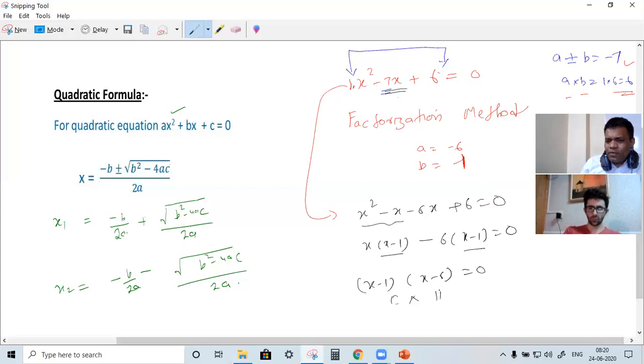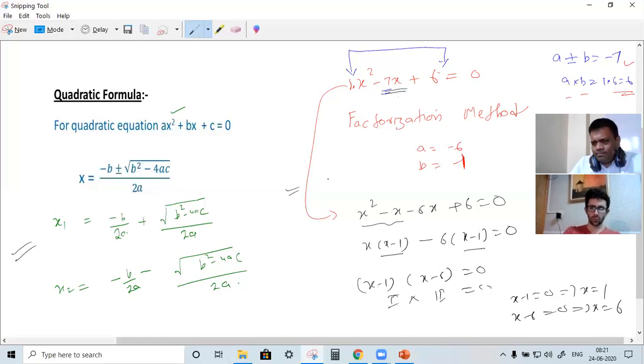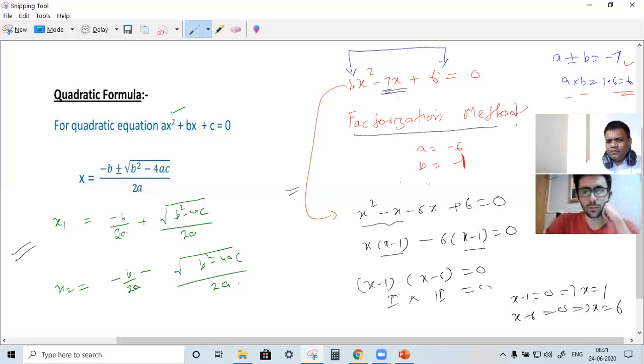Now the product of 2 numbers is 0. So if x minus 1 is equal to 0, this implies x is equal to 1. If x minus 6 is equal to 0, this implies x is equal to 6. So you can use this one or you can use this one. You got 2 choices. Okay. I'm sure you knew this before. Yes, the first one, yes. You knew that, right? Good.